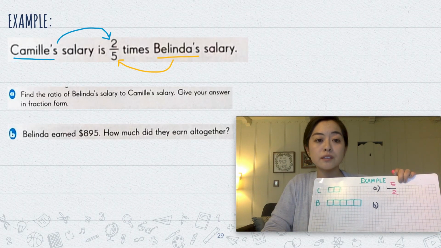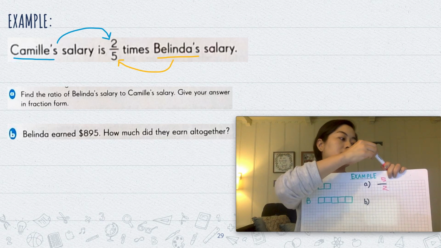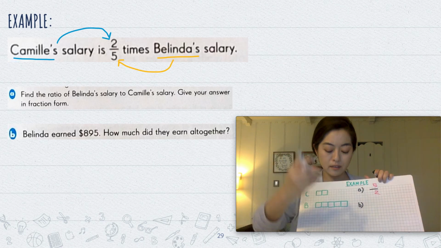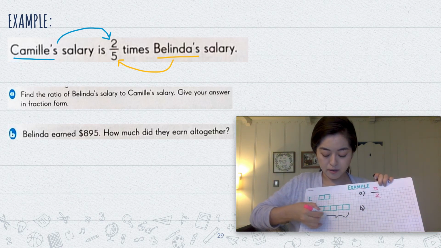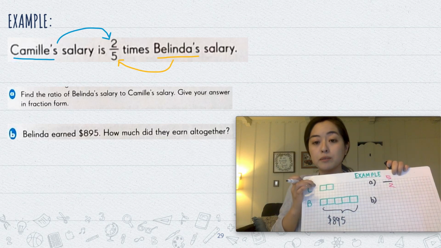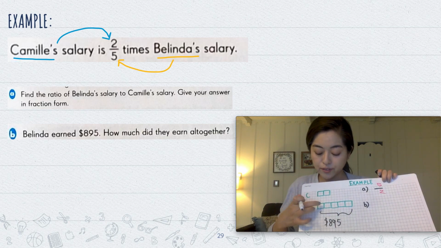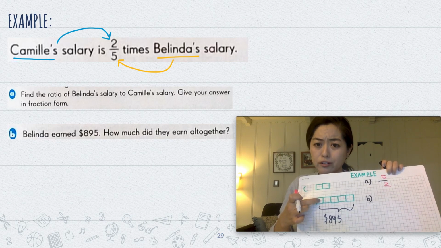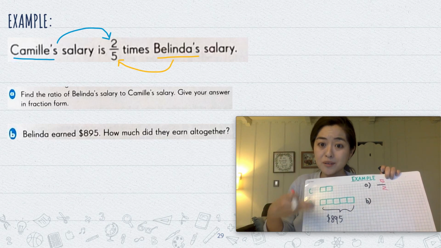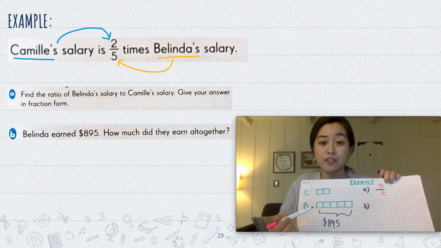It says Belinda earned $895. How much did they earn altogether? Oh, okay. So Belinda over here earned $895. Okay? We don't know how much Camille earned. To know how much they all earn, we have to figure out how much one unit is first. Okay? And then we can get the ball rolling in figuring out how much they both earn altogether.